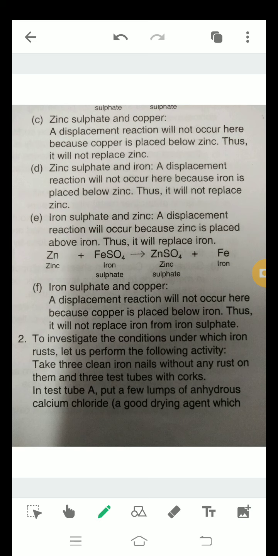E is iron sulfate and zinc. So zinc will displace iron from sulfate, so reaction will occur. And the last is iron sulfate and copper, reaction will not occur.